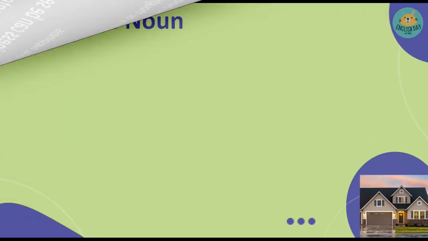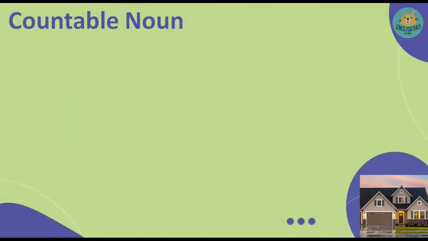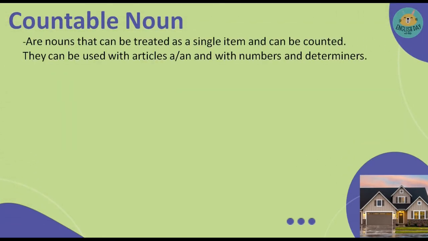Now let's have countable noun. These are nouns that can be treated as a single item and can be counted. They can be used with articles a or an and with numbers and determiners. Let's have some examples. Year, house, leader, bill, child. Now let's have some example sentences.